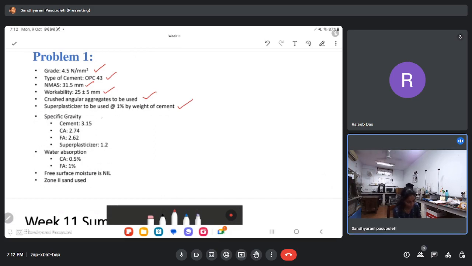And in addition to that, the specific gravity of cement, coarse aggregate, fine aggregate, and also superplasticizers are given. And the water absorption of coarse aggregates and fine aggregates are given.